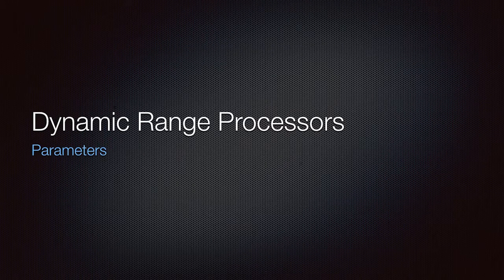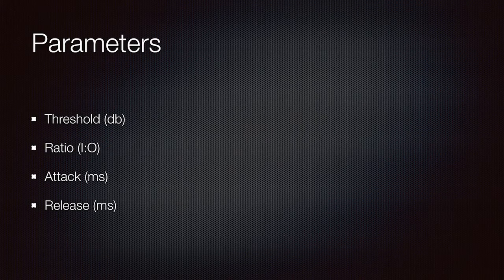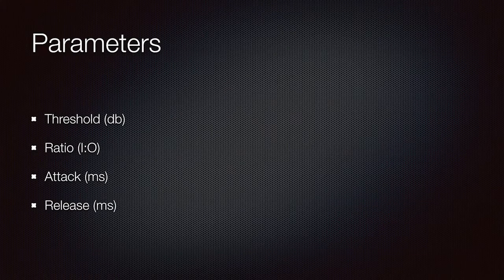Also, there are 4 parameters to each one of these effects or processors. The first one is the threshold. Threshold is usually measured in decibels, so it tells when the effect will occur, at what level the processor will start to act. The second parameter is ratio. Ratio tells basically how much the effect will affect the sound.